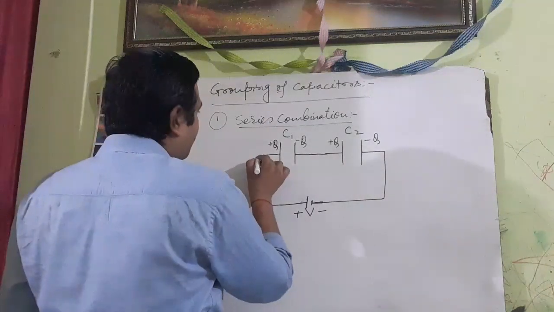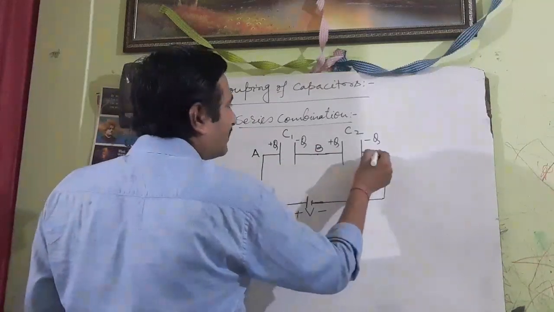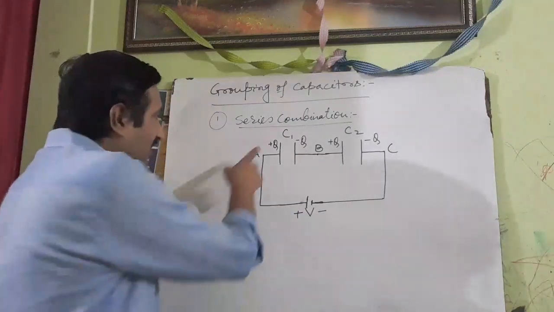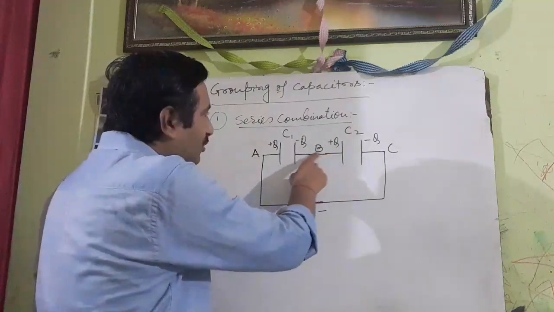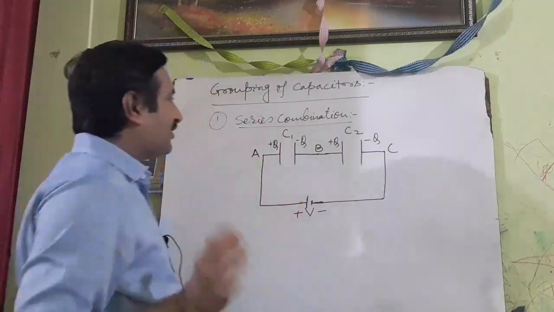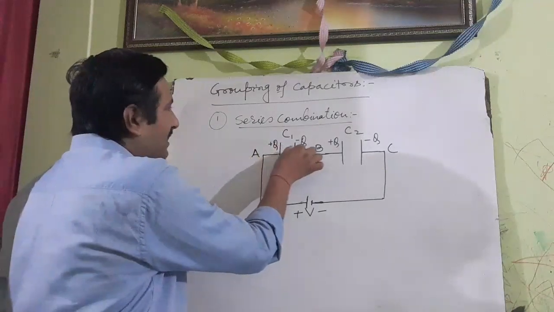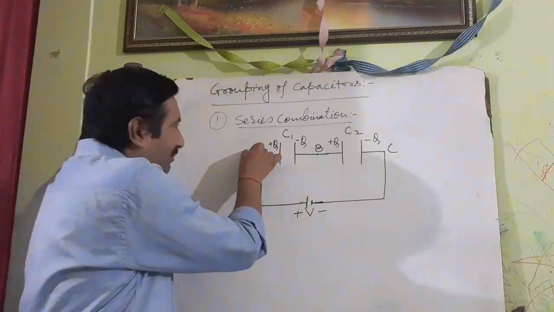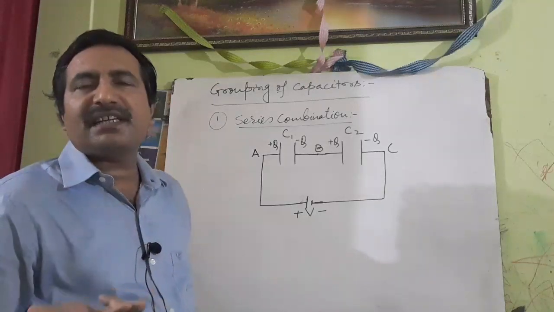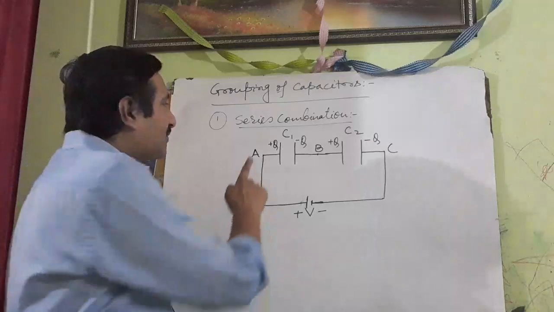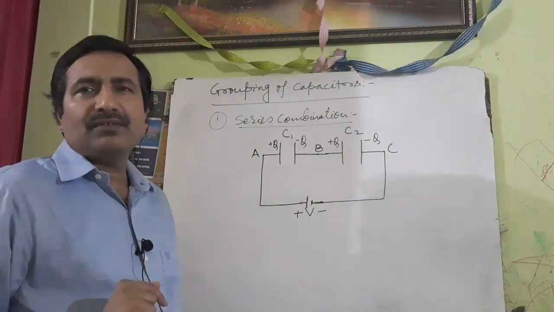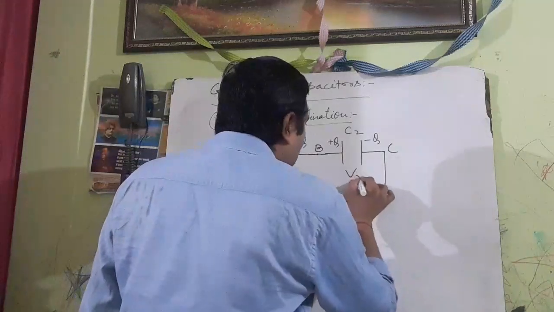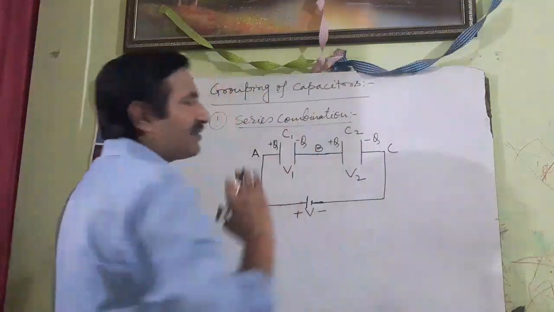Now suppose this is point A, this is point B, and this is point C. A and B are at different potentials, because A is connected to the positive terminal and B is connected to the other terminal. In another way, A is connected to the positive plate and B is connected to the negative plate. The potential at A minus the potential at B is the potential difference across the capacitor with capacitance C1. So this is V1, the potential difference across A and B, and this is V2, the potential difference across B and C, that is across the capacitor with capacitance C2.